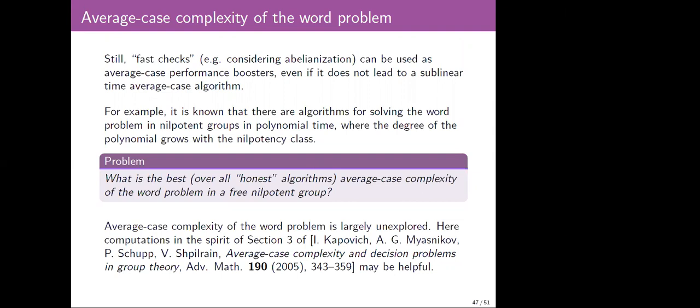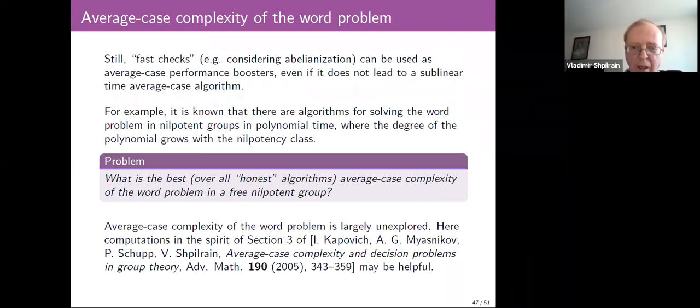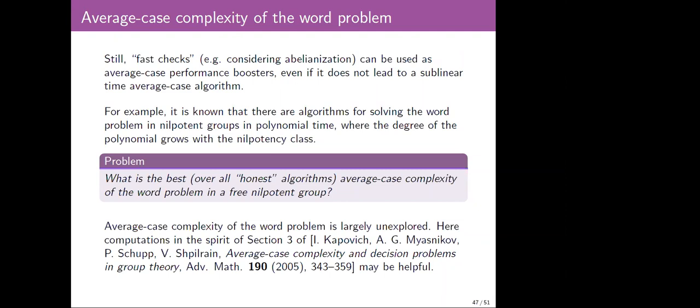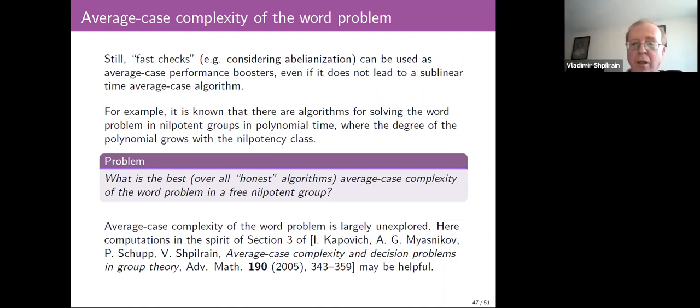But so, Vladimir, sorry to interrupt, it's also known that it's in log space, and also TC0, it's very low complexity in terms of circuit complexity. Right, okay. Yeah, well, it's a different question whether it's sublinear time or not. I don't believe this fast check can bring it to sublinear time, because even the abelianization check is already not sublinear. But to lower the degree of the polynomial, I think it's quite possible.